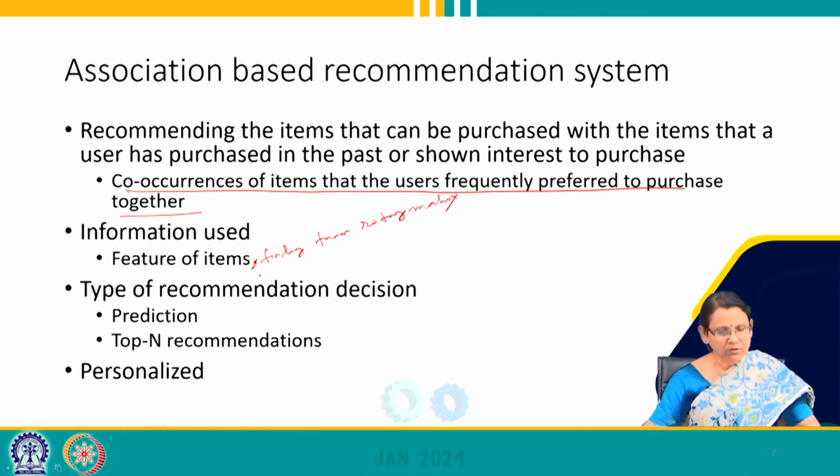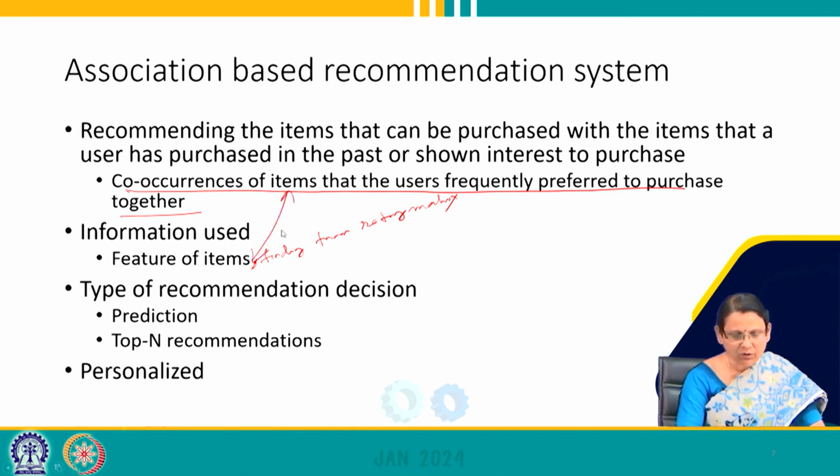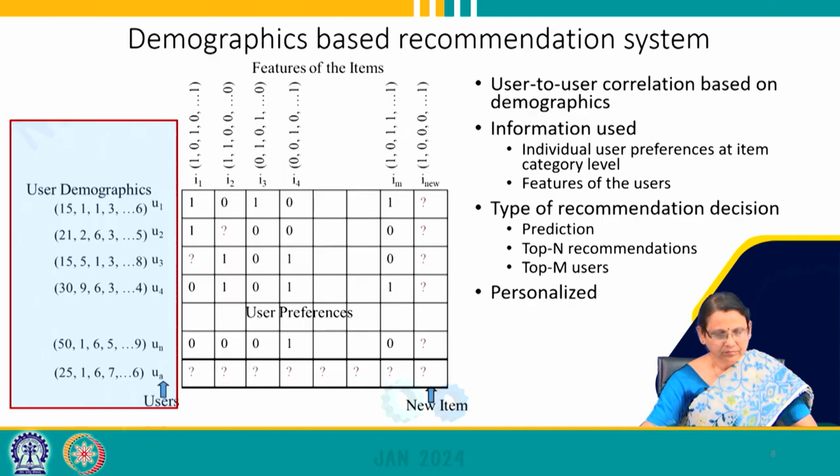How the items are connected by these features, we can find it from the rating matrix, and two types of prediction we can find out, and top-N recommendations also we can find out. Okay. So, now comes this example.